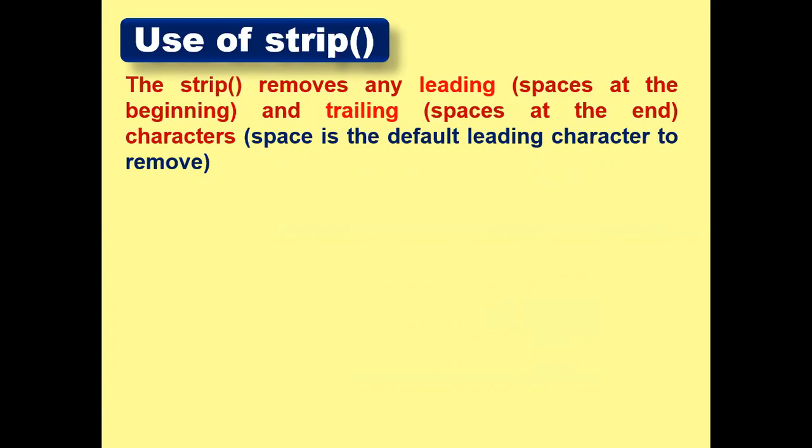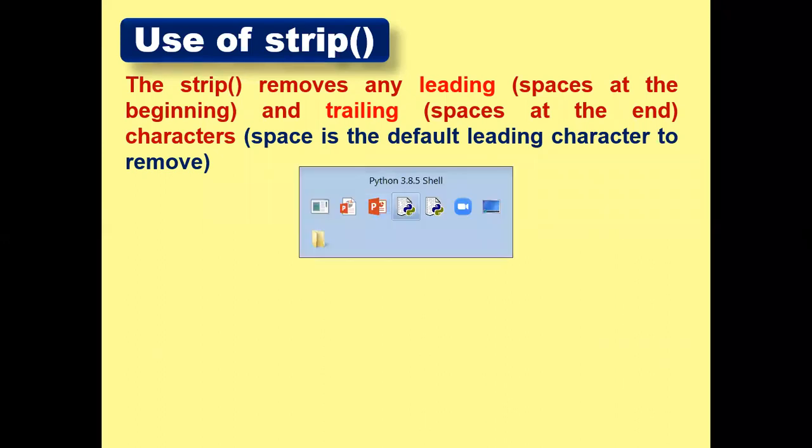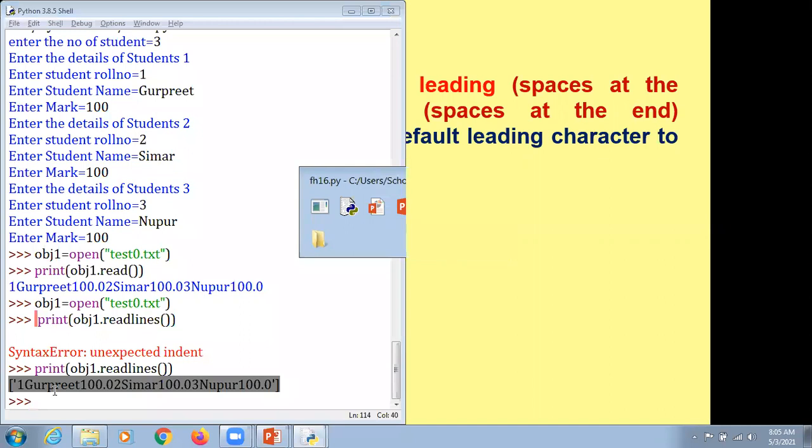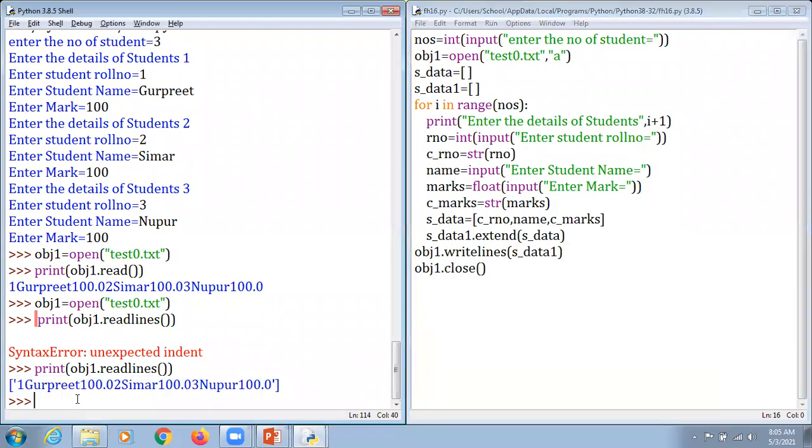The strip function removes any leading space at the beginning and trailing space at the end. Space is the default character to remove. Let's concentrate first on a very easy demonstration. Consider s_name is equal to, and after that I insert some spaces, then mention Kawaljeet, and again give some spaces and hit the enter key.